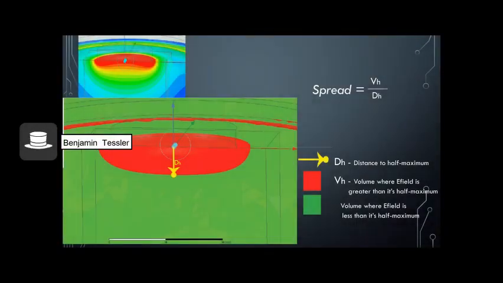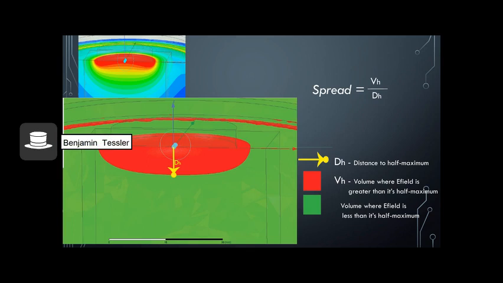To measure how changing each of these parameters changes the electric field, I calculated the distance from the surface to the point at which the electric field is equal to half of its maximum, called d half. I also calculated the volume of which the electric field is greater than half of the maximum, called v half. Then I calculated spread, which is v half divided by d half.